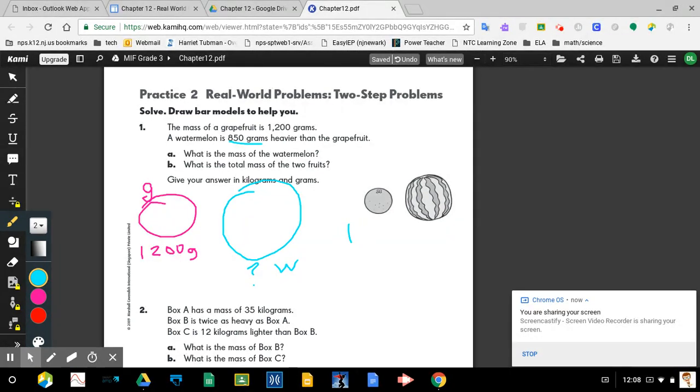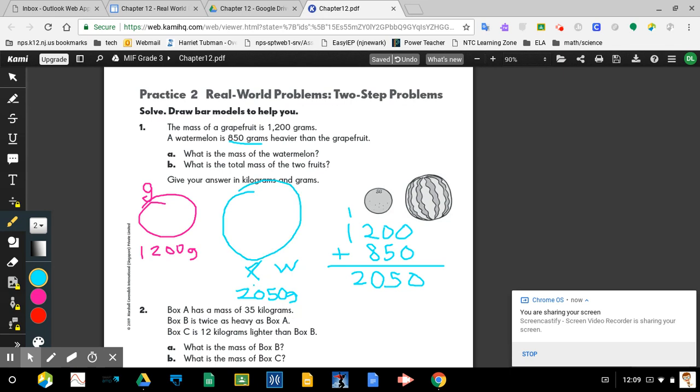And when I want a bigger number, I'm going to add. So 1,200 plus 850. And this will give me the mass of my watermelon. 0 plus 0 is 0. 0 plus 5 is 5. 8 plus 2 is 10. So I'm going to carry the 1. And 1 plus 1 is 2. So I'm going to cross out my question mark. And I know my watermelon is 2,050 grams.